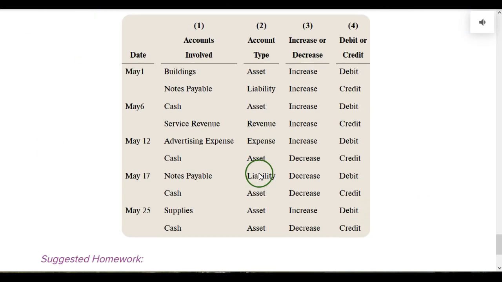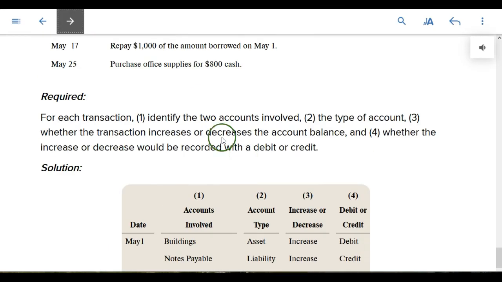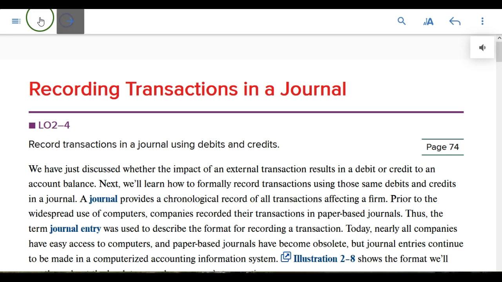Let's see, here's an example you can work through. So do that on your own. It gives you the solution. Next section. Now let's actually enter the transaction into a journal. Now here's where we're finally getting to real accounting. We've analyzed transactions. Now let's get those into the accounting records themselves.